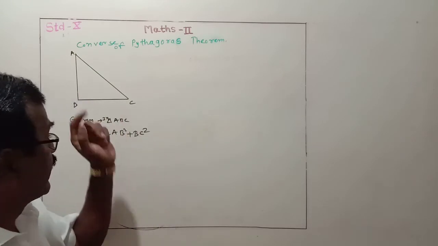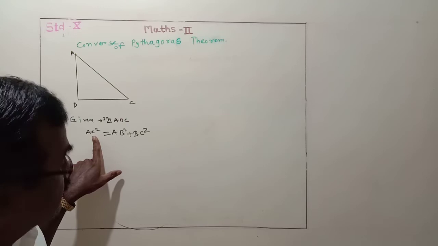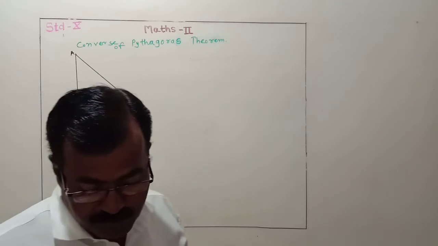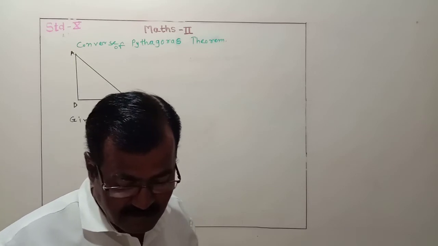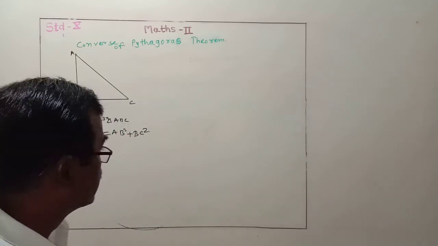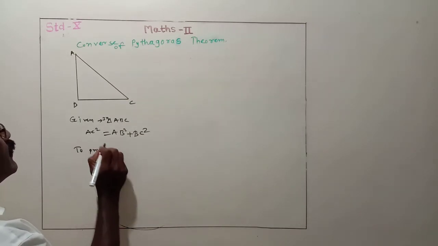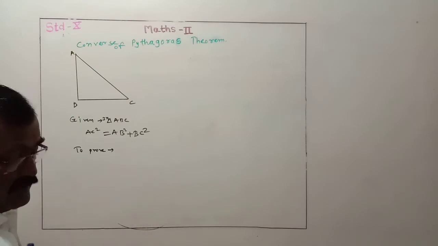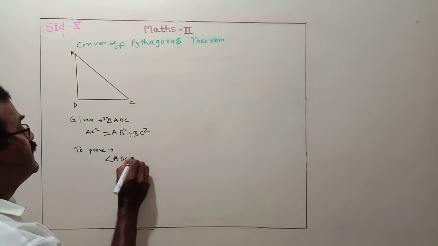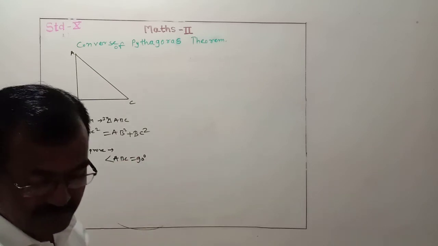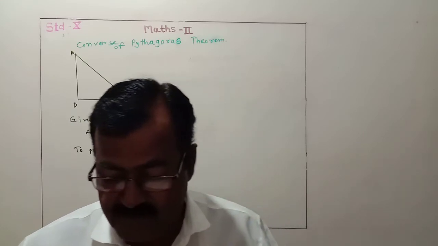In this triangle, the square of one side is AC square, and the sum of the squares of the remaining two sides means AB square plus BC square. Then to prove: triangle ABC is a right angle triangle, or angle ABC is equal to 90 degrees. For this converse of Pythagoras theorem, there is one construction.